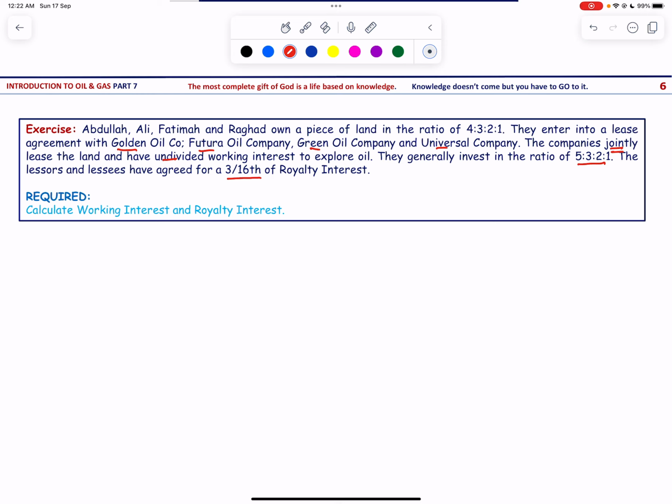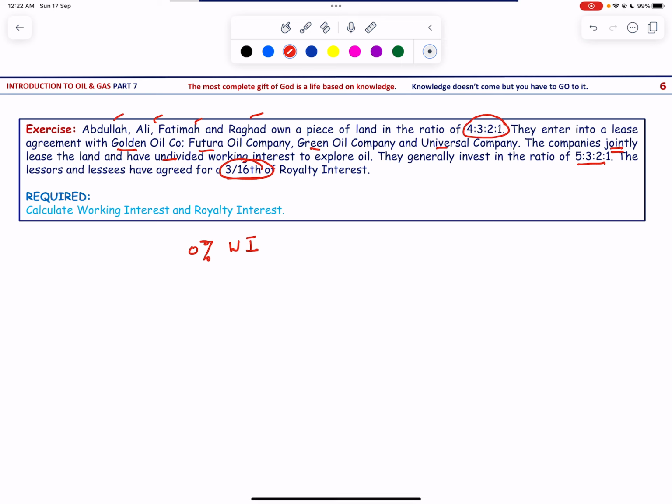and royalty interest. So obviously the working interest and royalty interest will be after the lease, and after the lease the lessors Abdullah, Ali, Fatima and Ragad will have 0% of working interest. The lessors will receive 3 upon 16th of the production revenue as royalty interest, and the lessors will share the royalty in the ratio of 4 is to 3 is to 2 is to 1.